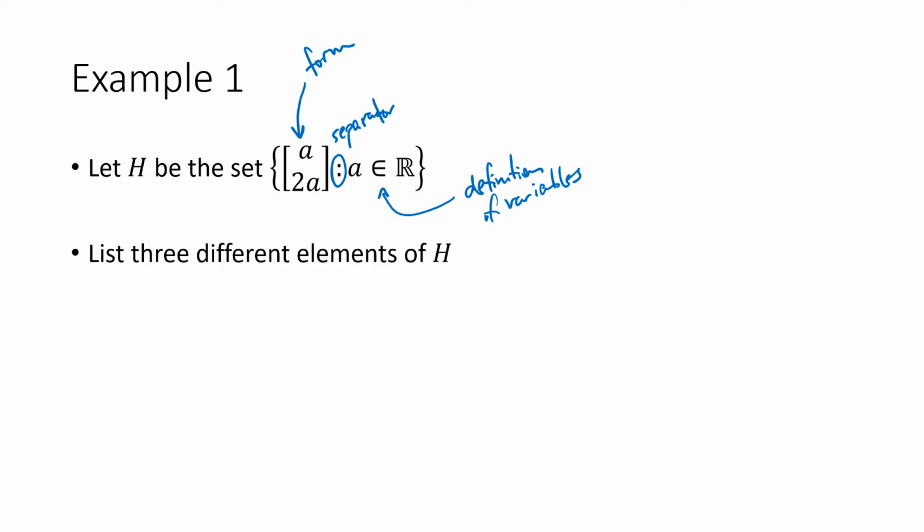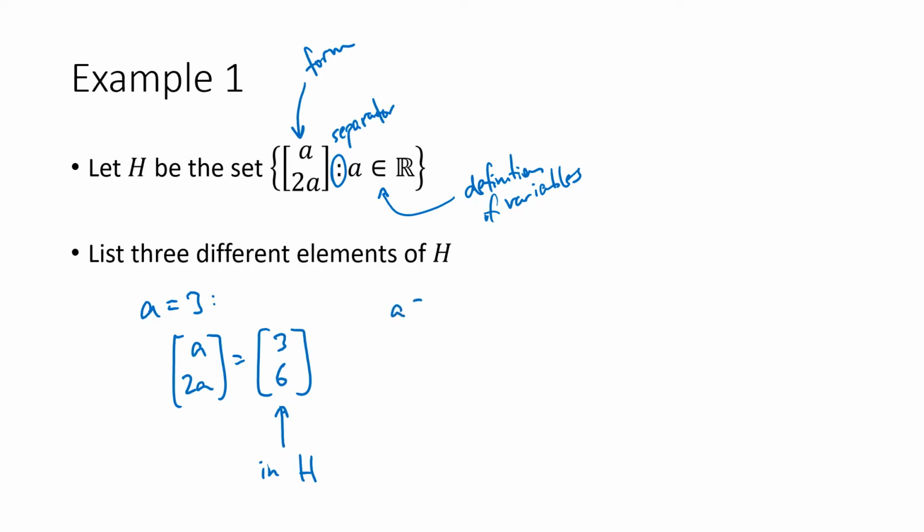So examples of elements of this set would be different vectors depending on the value of A. One example would be if A equals 3, in which case we've got the vector A, 2A, which is just going to be 3, 6. So this is an element of this set that we're calling H. And A could be any real number.